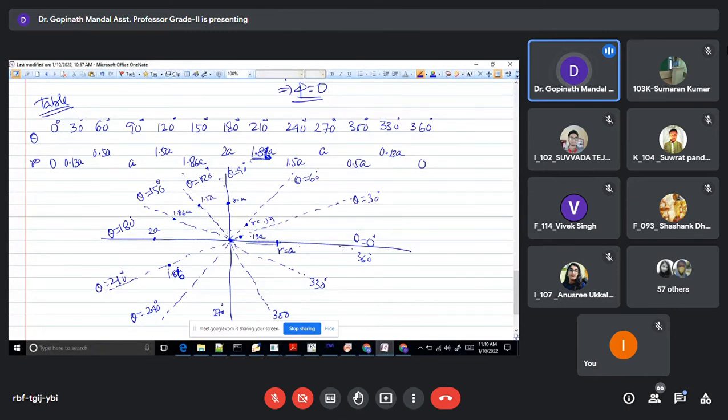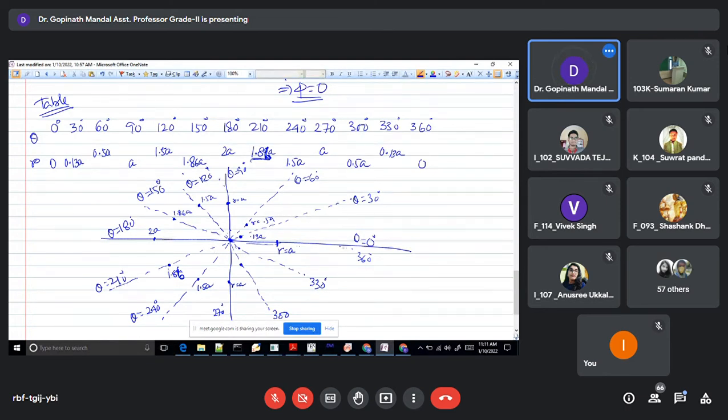Then at 240, 1.5 will be here. Then at 270, again r equal to a. At 300, 0.5 here. And then 0.13, and at 360, r equal to 0.